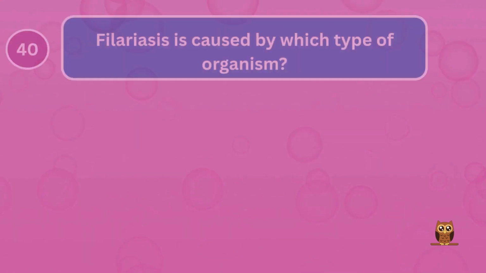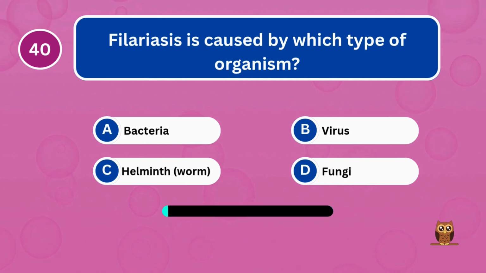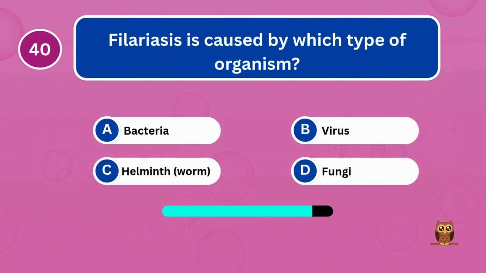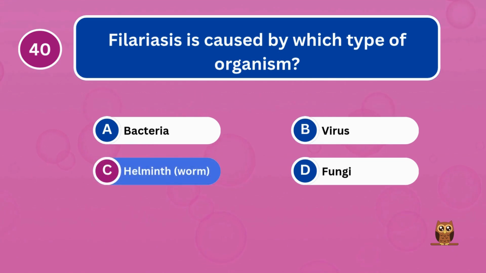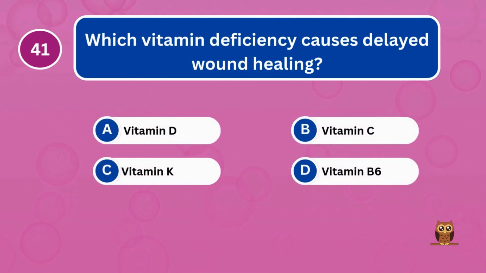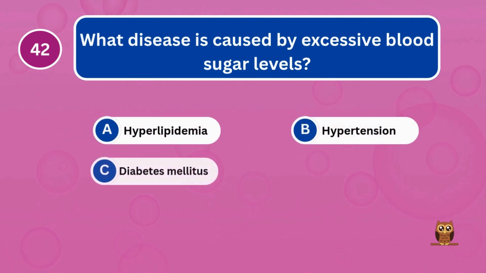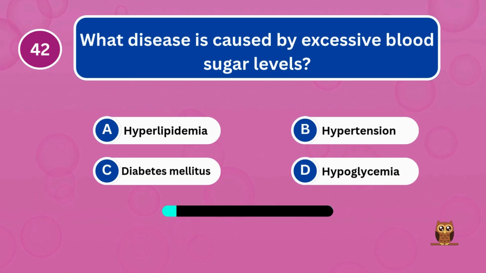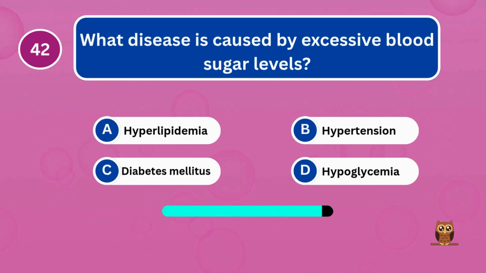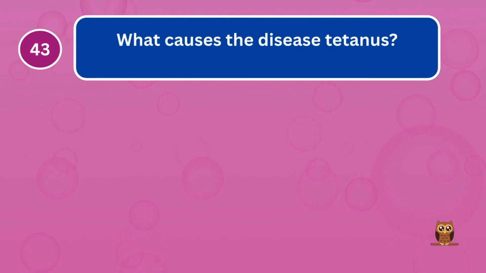The disease Kala-Azar is caused by which organism? Leishmania donovani. Filariasis is caused by which type of organism? Helminth, worm. Which vitamin deficiency causes delayed wound healing? Vitamin C. What disease is caused by excessive blood sugar levels? Diabetes mellitus.